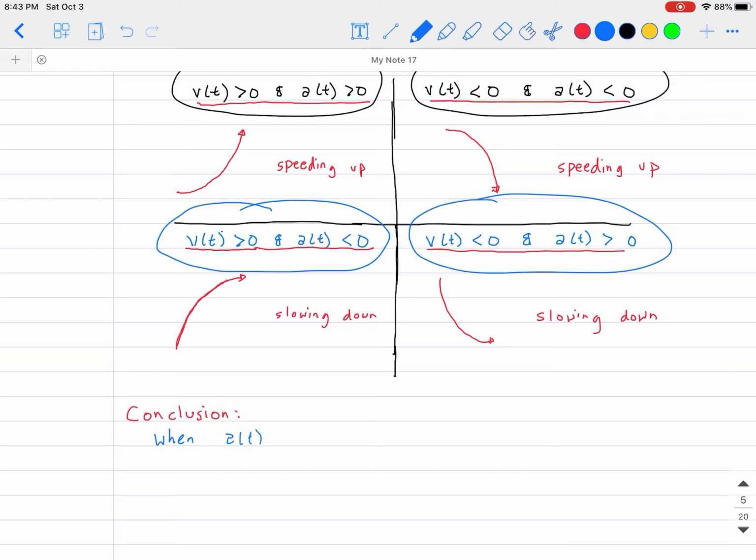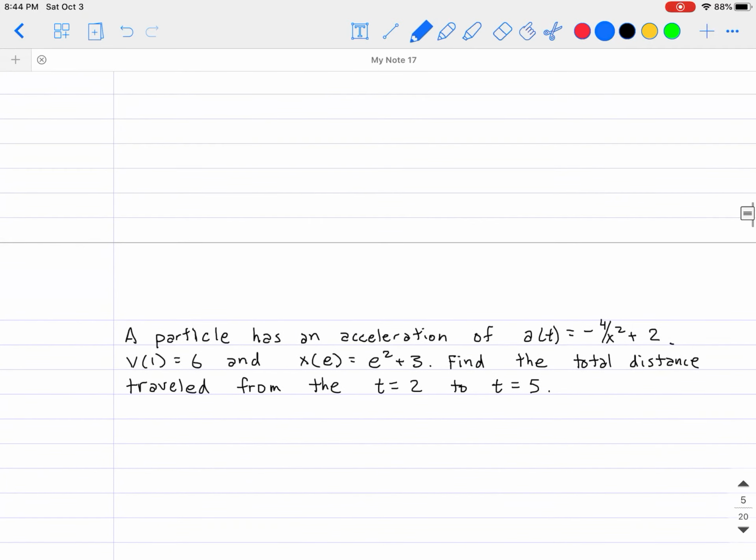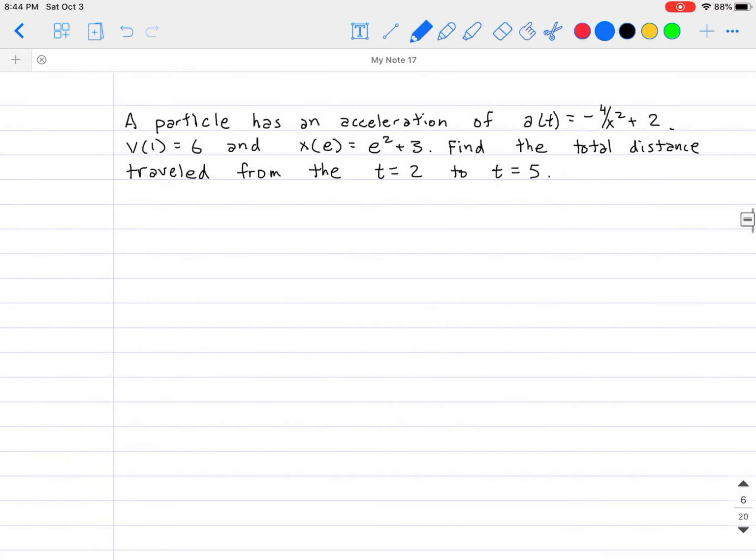So here, let me just write that as a conclusion. When a of t and v of t have the same signs, then you are speeding up. But whereas if your a of t and v of t have opposite signs, meaning one is positive and the other one's negative, then you are going to be slowing down. Okay, slowing down. All right, so that is going to be our analytical part of this. Let's take a look at this one last problem, and then we'll call it a day.